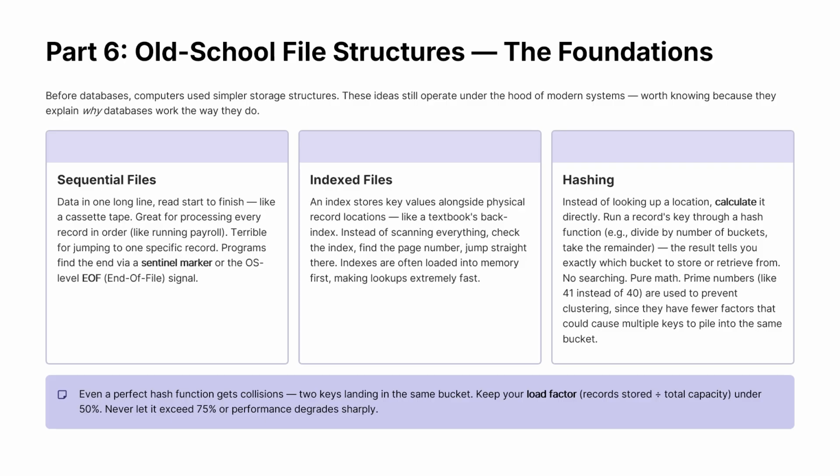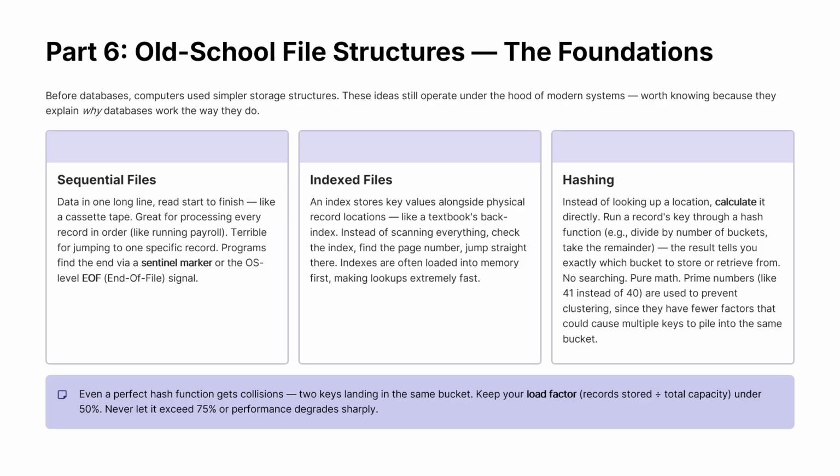Imagine trying to find one specific contact in a phone book. But the phone book isn't alphabetized, and you have to read every single entry from the start. Painful, right? That's where indexed files come in. An index is like the index at the back of a textbook. Instead of scanning the whole book to find photosynthesis, you check the index, see it's on page 247, and jump straight there. A file's index stores a list of key values, like employee ID numbers, along with the location of each corresponding record. Indexes are often loaded into main memory first, so lookups are lightning fast.